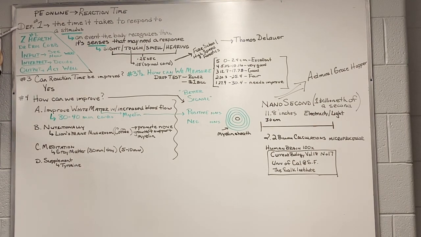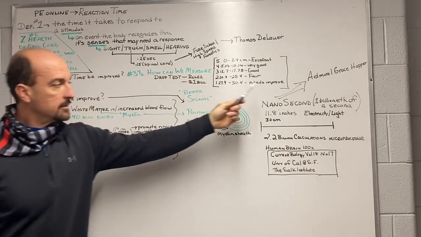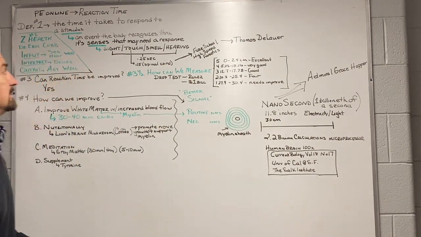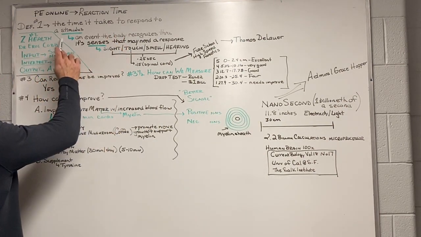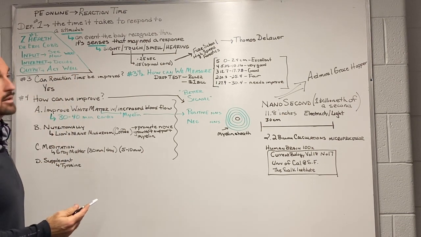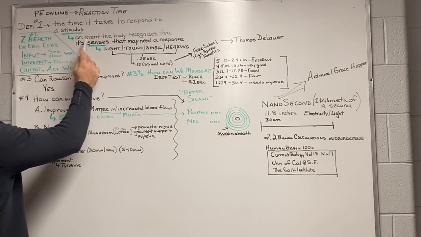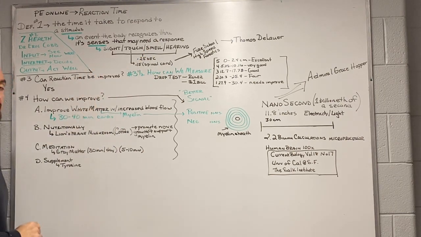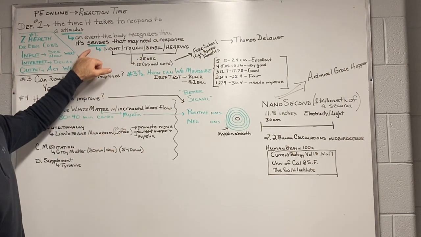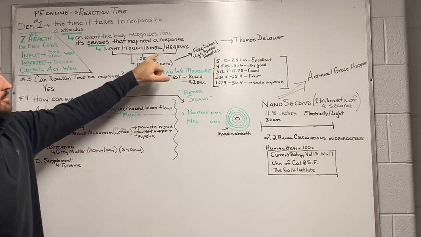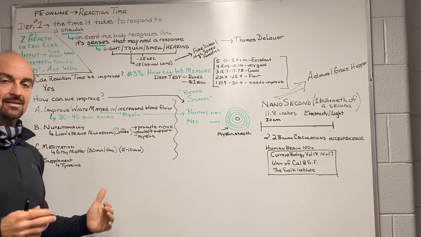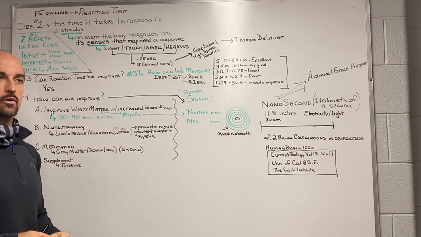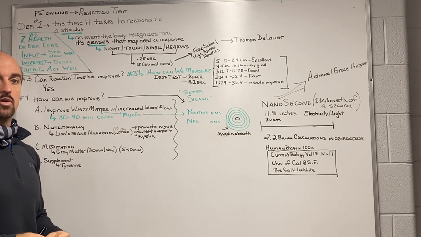Reaction time. How are we going to define it? The time, okay, so we gave some illustrations here. The time it takes to respond to a stimulus. What's a stimulus? A stimulus is an event the body recognizes through its senses that may need a response. And I've already given you some of the senses: sight, touch, smell, and hearing. Our body does not respond to these senses or stimuli at the same rate.